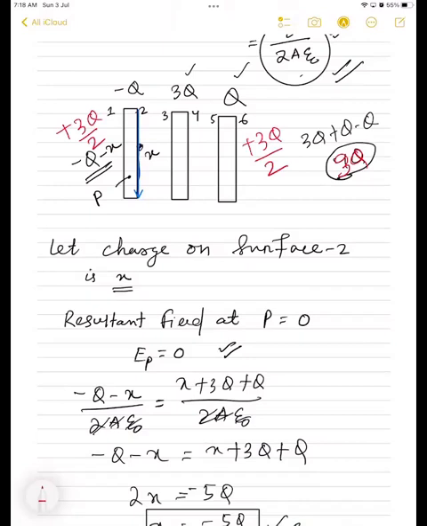And students, on the right side of this, for the x value, how much did you get? Minus 5q by 2, correct? So if this is minus 5q by 2, then this side it is going to be plus 5q by 2. Manaswini, getting it or not?